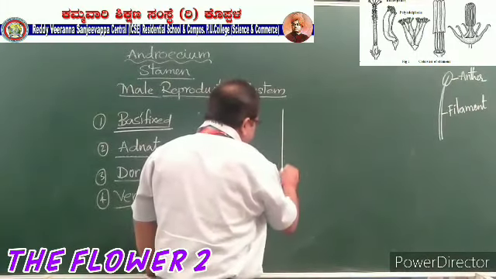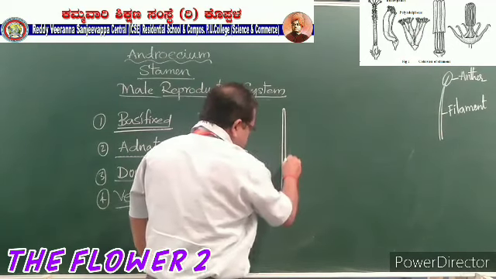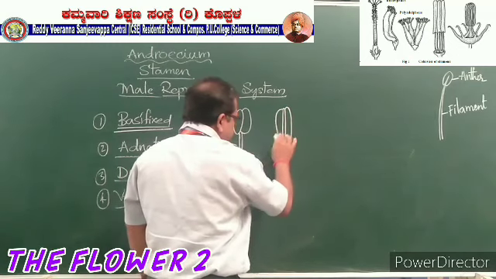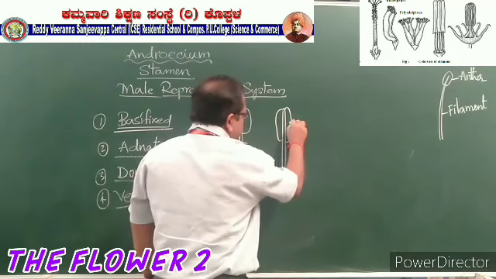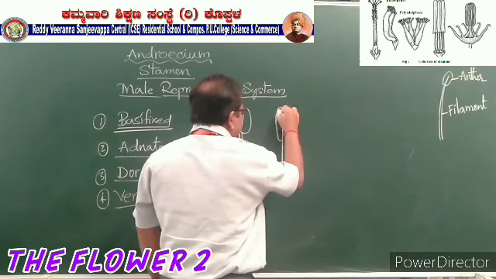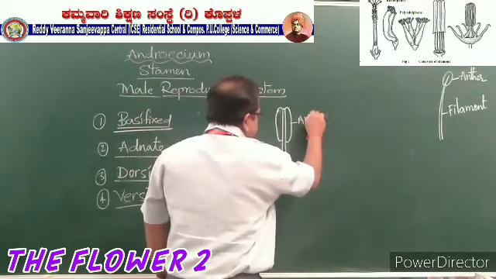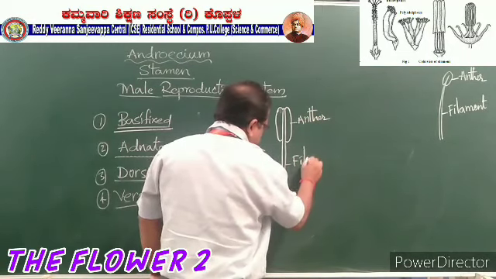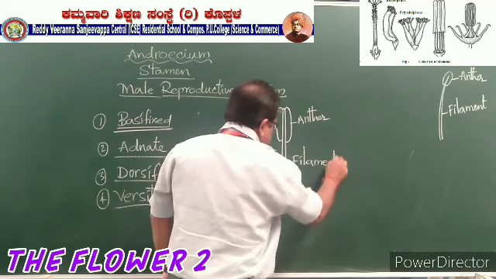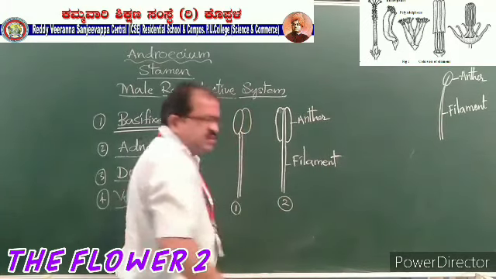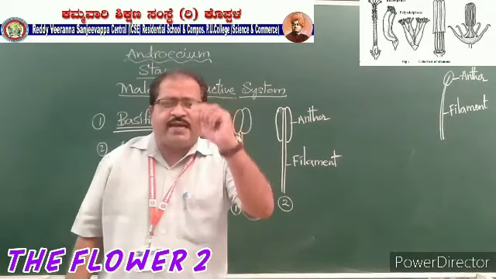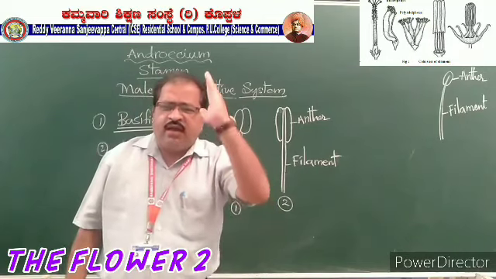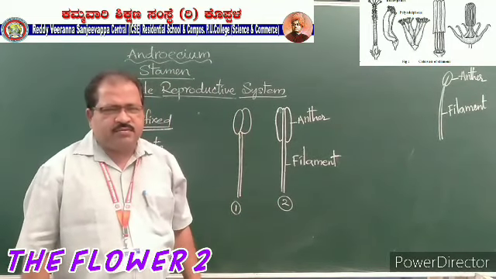And adnate. The filament is attached to the anther from top to bottom. This is the anther, this is the filament. This is the second one, adnate. If the filament is attached to the anther from top to bottom completely, that is called the adnate condition of the stamen.